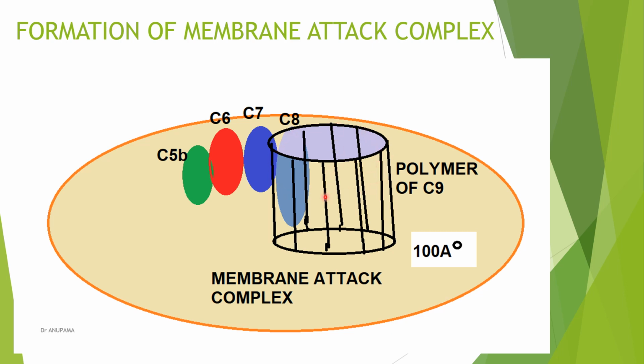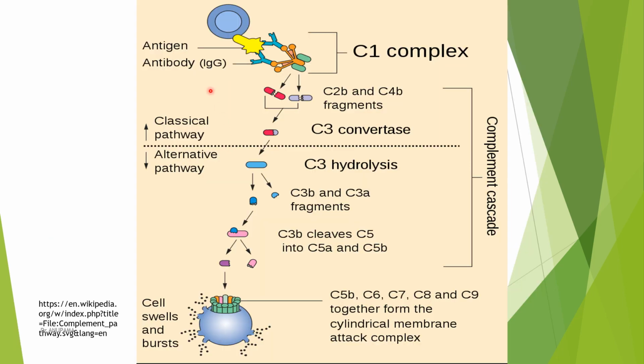This can cause disturbance in the cell osmolarity, and it can cause loss of the cell components, finally leading to the death of the cell. So this is the summary again. Antigen antibody complexes are formed. Now this initiates binding of C1. The C1 complex, once bound, has C1Q, C1R, C1S. So C1R, C1S initiate activation of C2 and C4 components. So we have C2b and C4b fragments which are formed, which are the C3 convertase.